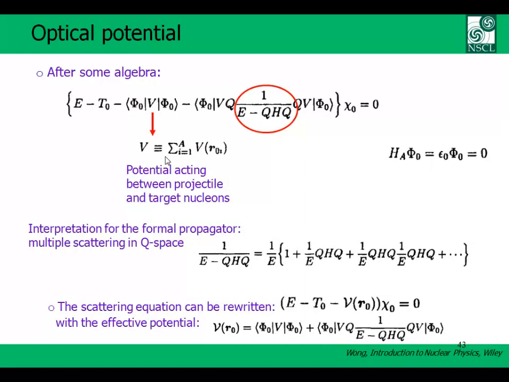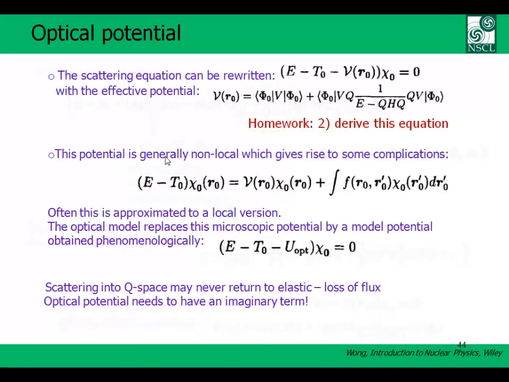Now what? This interaction is basically an effective interaction between the projectile nucleon and the target, assuming that I can represent the effects of the Q space, the space that I've not included. So assuming the target stays in the ground state and I take into account the effects of the excluded space that wasn't included. As I mentioned, the derivation of this effective potential is part of a homework that I would like you to work out. And in general, this interaction is not going to be local.